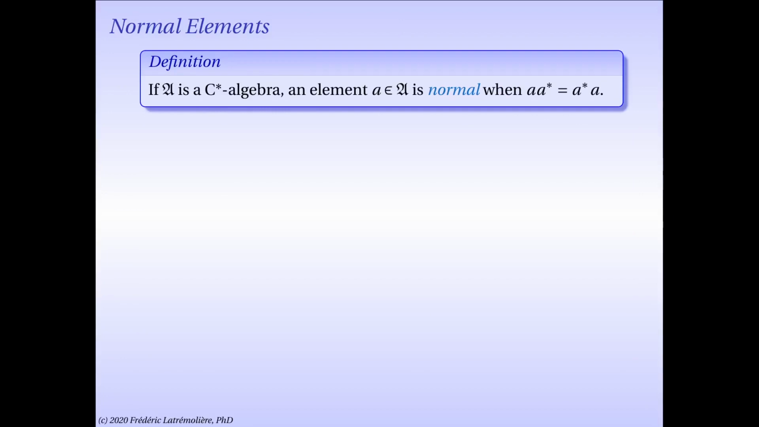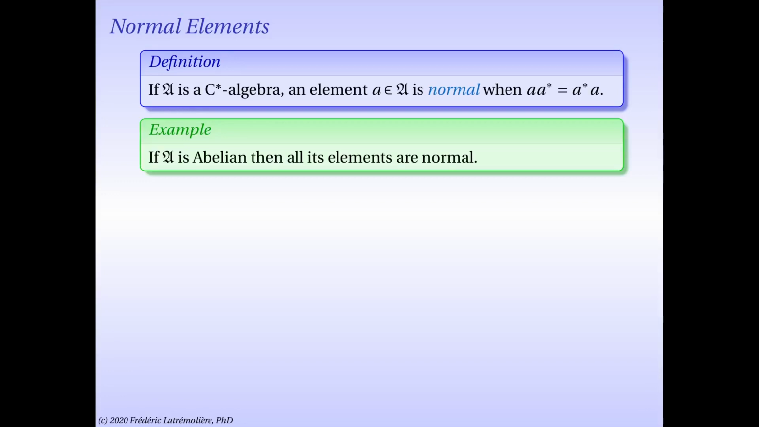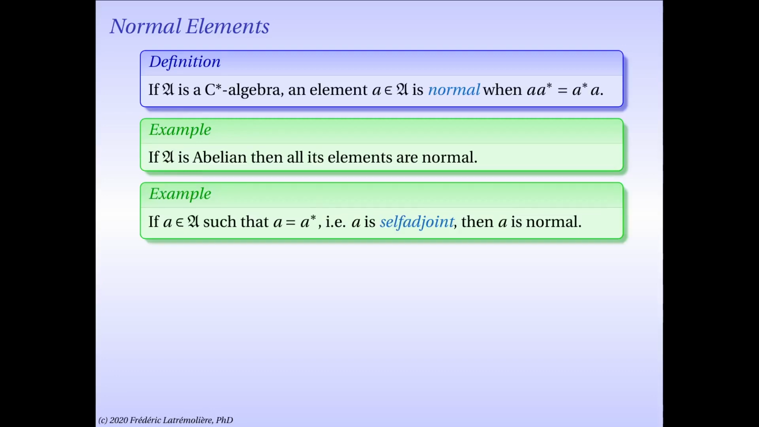Now we are going to work for the rest of this lecture with an arbitrary C-star algebra, not assumed a priori to be abelian. Inside such an algebra, I can call an element normal when it commutes with its adjoint. Examples of normal operators abound. Of course, if your C-star algebra is abelian, then all of its elements are normal. If you have an arbitrary C-star algebra and a so-called self-adjoint element, an element that's equal to its adjoint, then it is normal.